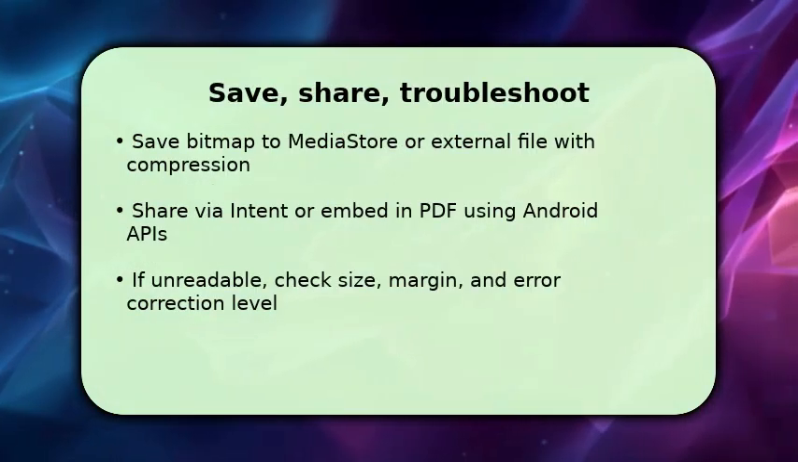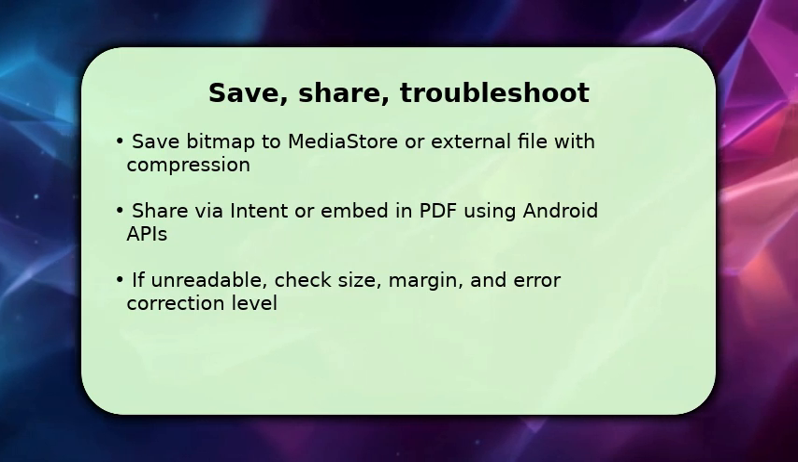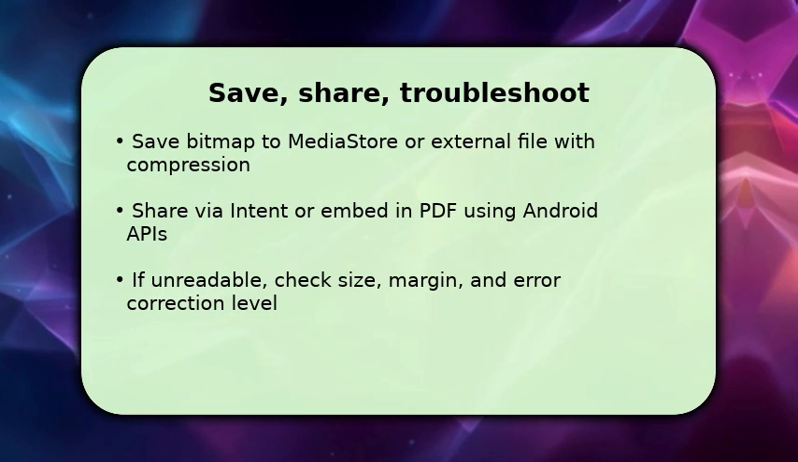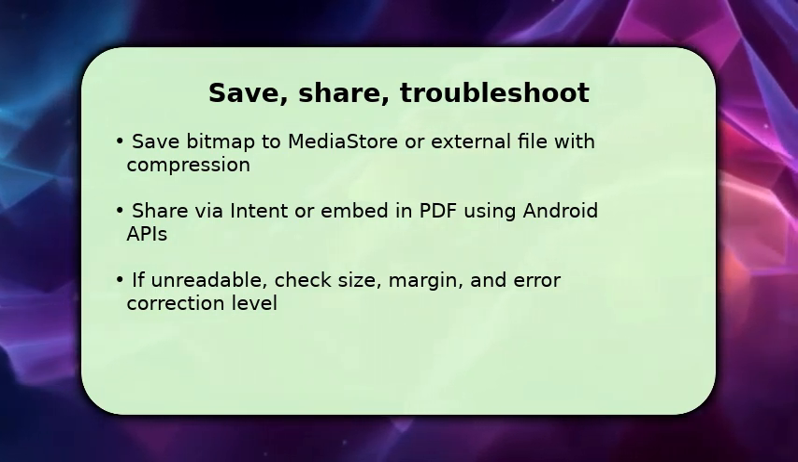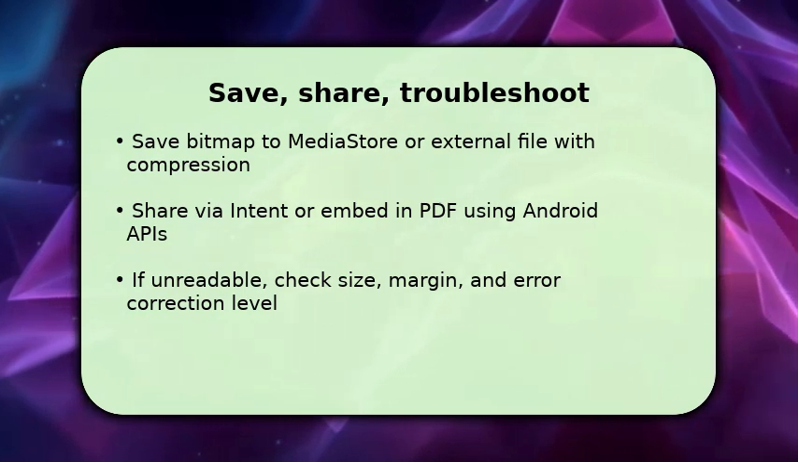You now save or share the generated bitmap. Write to MediaStore for gallery visibility or create a temporary file and fire a share intent. Make sure to handle runtime permission results before writing, otherwise the save will fail. For printing or embedding, export a PNG at sufficient DPI.